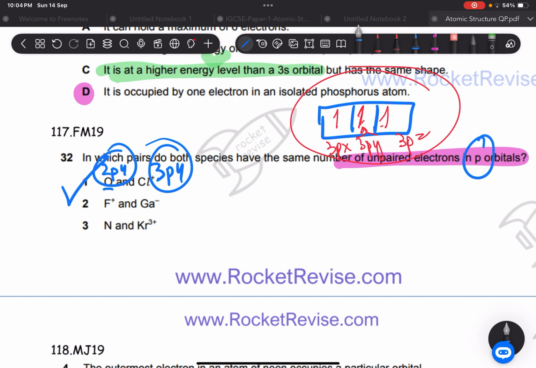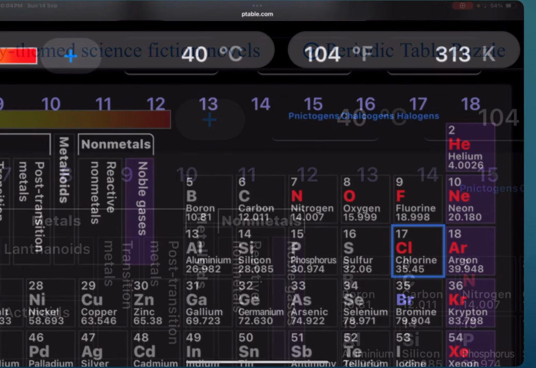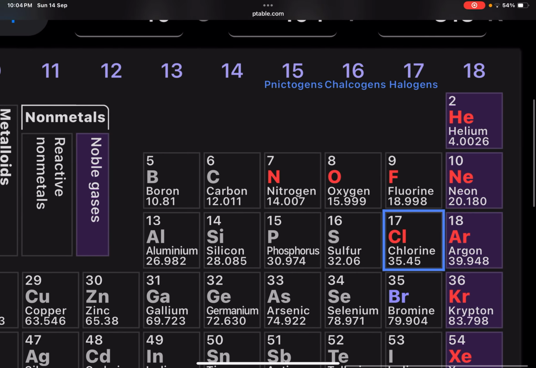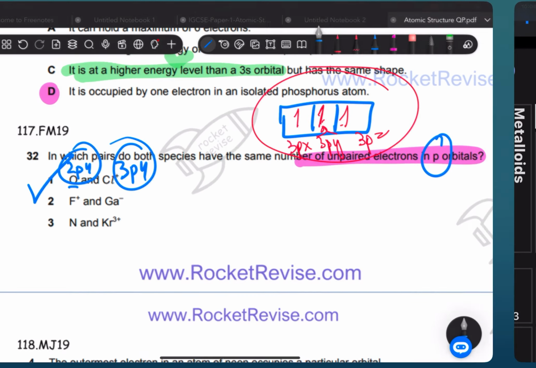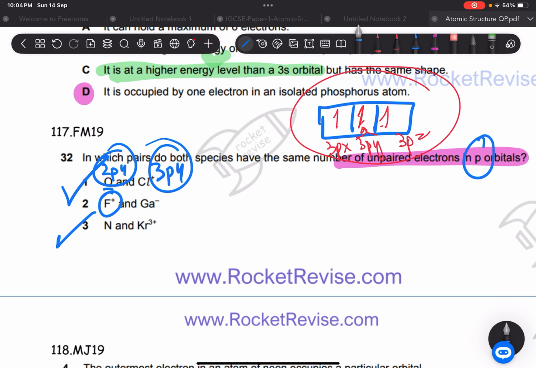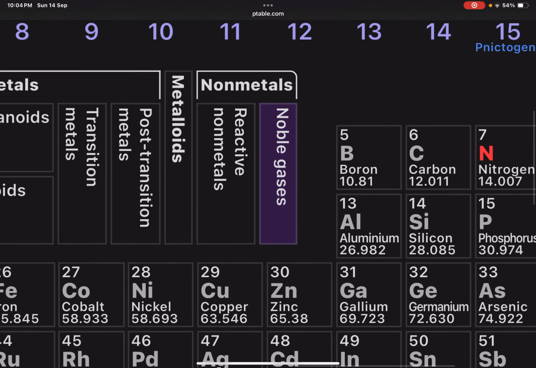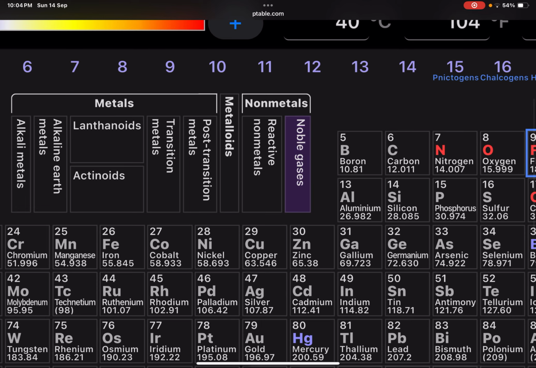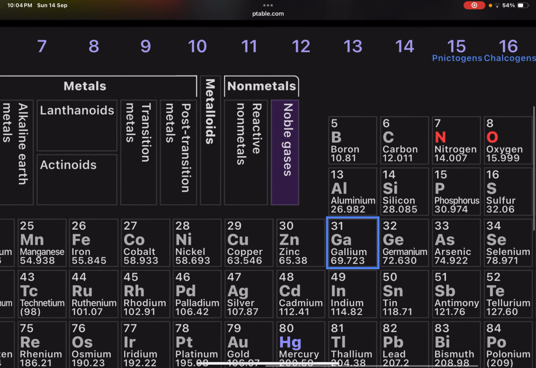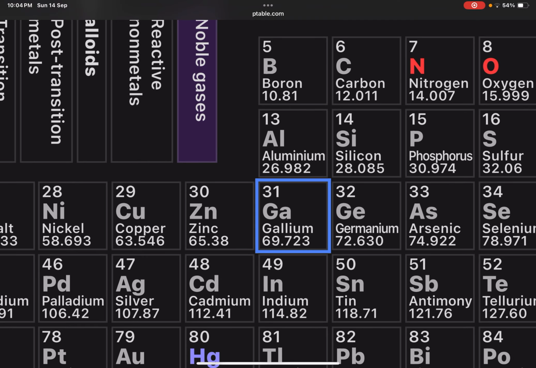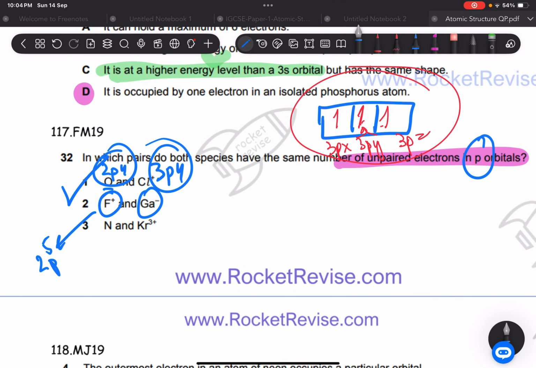Now F+ and Ga-. So F+ is going to be 2p1, 2p2, 2p3, 2p4, 2p5. So F+, this is going to be 2p5. And Ga- is going to be, so 4p1, it's going to be 4p1, and then it's going to gain 1 electron. So it's going to become 4p2. This one right here is a 4p2.